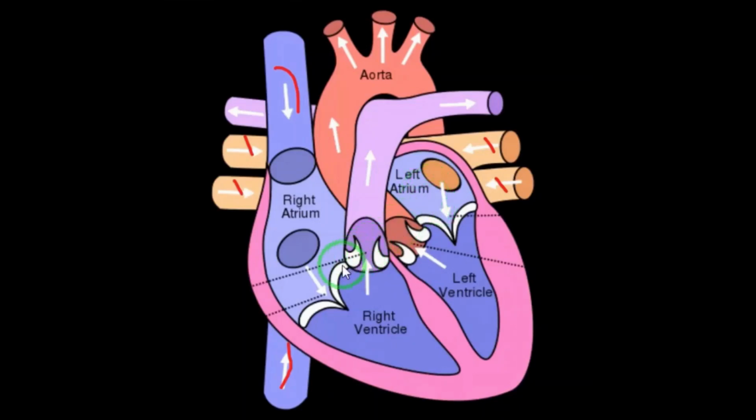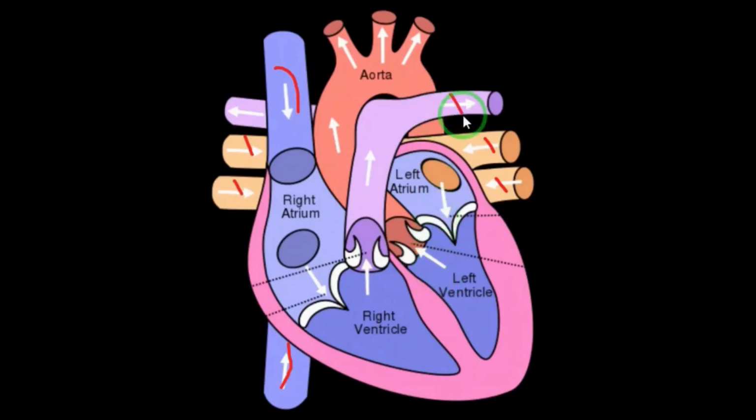Now the right and left auricles pump blood into the right ventricle and the left ventricle. So the right auricle pumps blood to the right ventricle, and the left auricle pumps blood to the left ventricle.